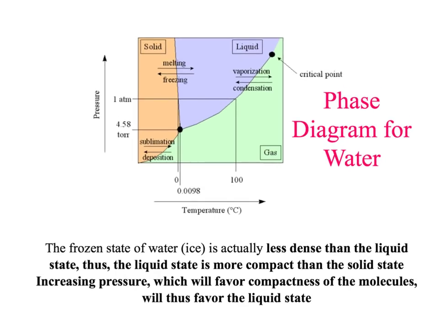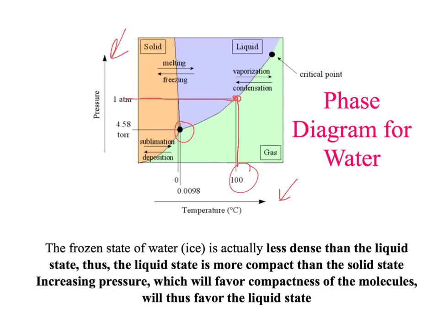This is the phase diagram for water. Again, we can see that pressure is on the y-axis and temperature is on the x-axis. We see that the triple point is at 4.58 torr and 0.0098 Celsius. We can tell where the critical point is, and we can see that at 1 atm, if you were to find the boiling point, you would go to atmospheric pressure, which is 1 atm, hit the vaporization condensation line because that's where a liquid turns into a gas, and read straight down, and you would get the boiling point, which is 100.